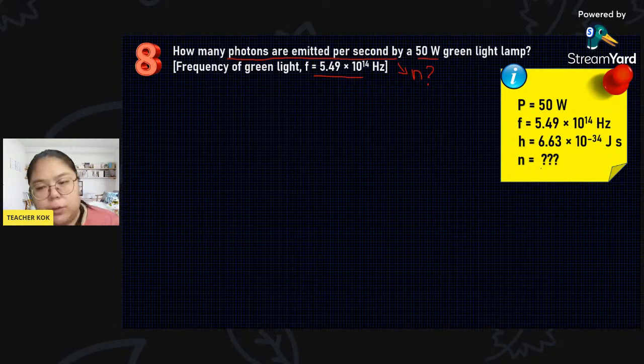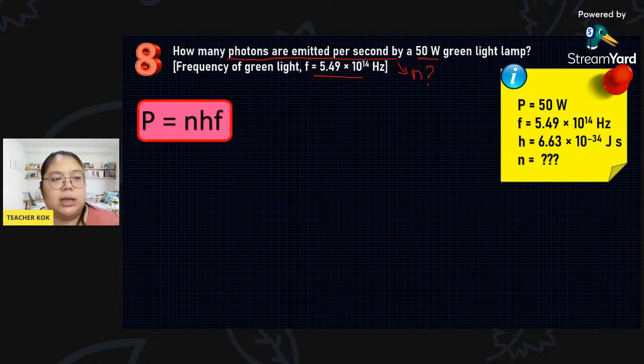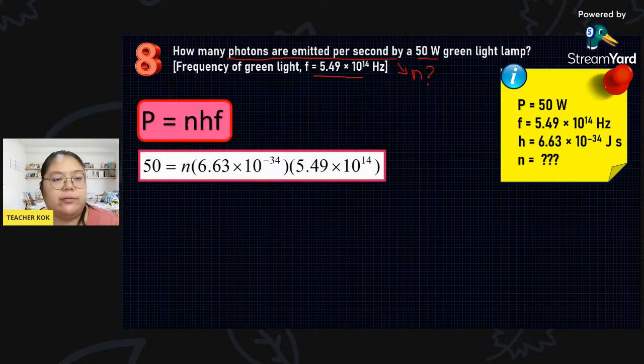Okay, so got power, you just focus on the formula for the power. So the power formula: P equals N h f. Now the question wants to find the N, so we just rearrange. N is here, is it? 50, and then this one is the Planck constant, then this one is the frequency. So we just want to find N. So the answer from the student, N is how many? Okay, we have about 6 minutes.